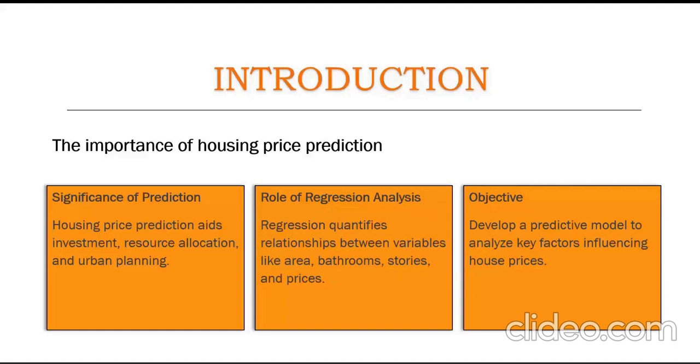So, accurate predictions of house prices are crucial for various stakeholders, including investors and policymakers. It helps in making informed decisions like resource allocation, budgeting, pricing, planning, etc. In the study, regression analysis serves as a statistical tool to investigate the relationship between different predictors, such as area of house, number of bathrooms, number of stories, parking spaces, and house prices. And the goal is to derive a predictive model that can guide real world applications, showcasing the power of data driven insights in construction management.